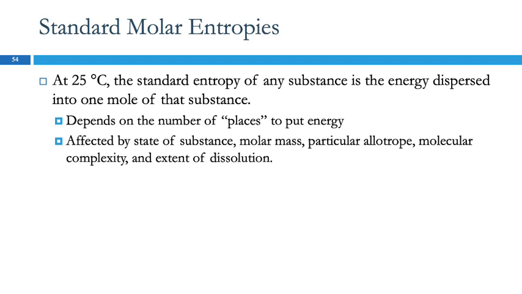So at 25 degrees Celsius, the standard entropy of the substance is the energy dispersed into 1 mole of the substance. It depends on the number of places to put the energy. So the number of places is going to be affected by the state of the substance, by its molar mass, by the particular allotrope, by the molecular complexity, and the extent of dissolution. And we'll talk about each of those.